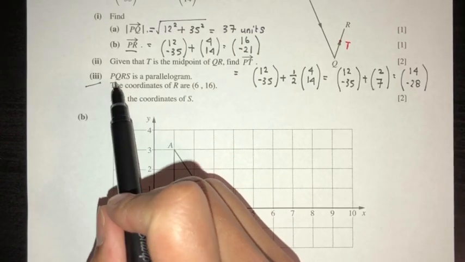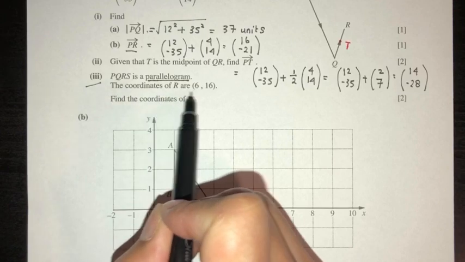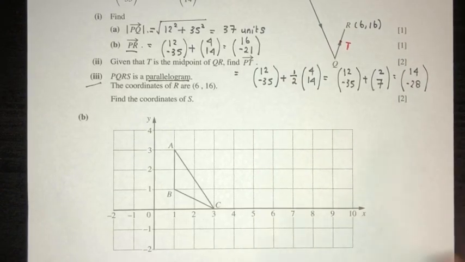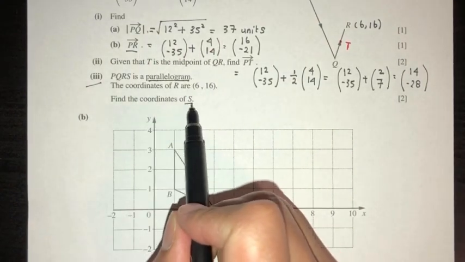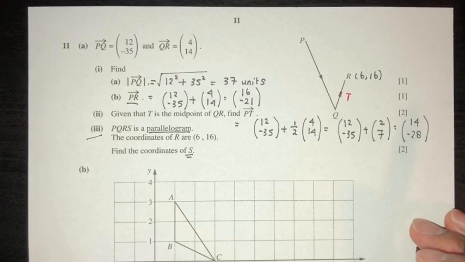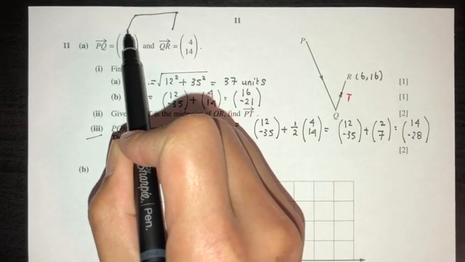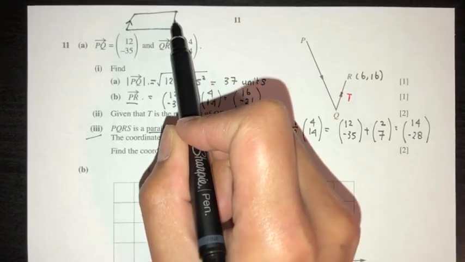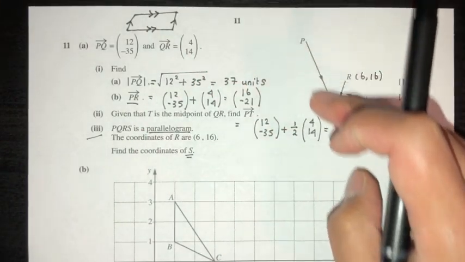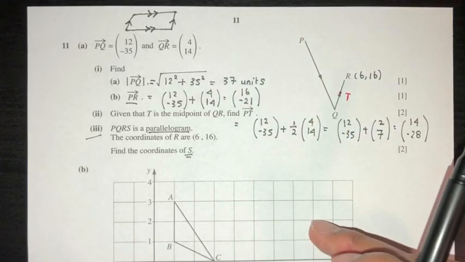Now the next part, we have PQRS is a parallelogram. The coordinates of the point R is given by this, R is (6, 16). Now we have to find the coordinates of S. So first, we have to know what a parallelogram looks like. It looks something like this, where these two sides are equal and parallel, and these two sides are also equal and parallel. So basically, this and something over here has to be the same direction and same length, and this is also the same thing.